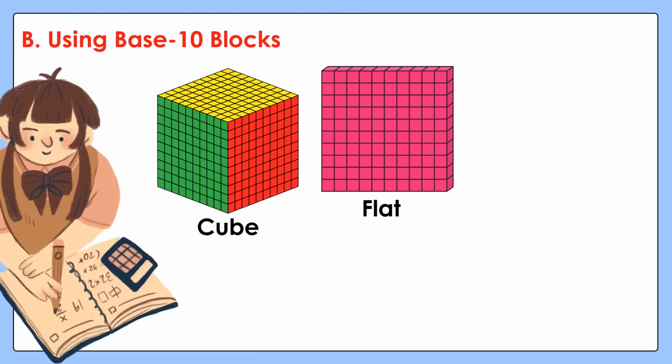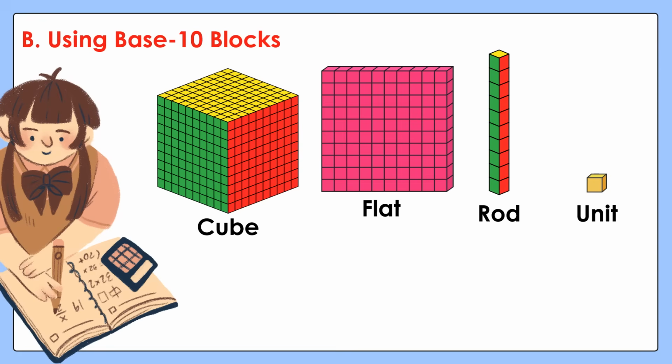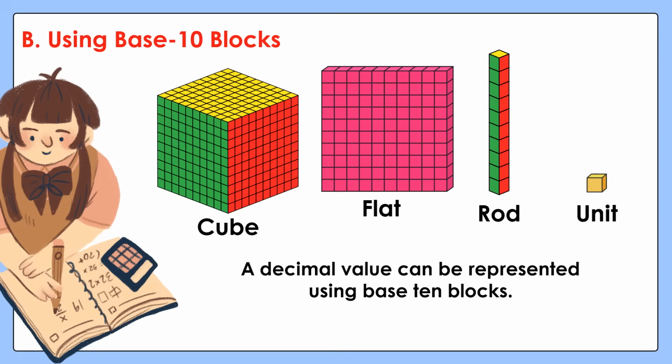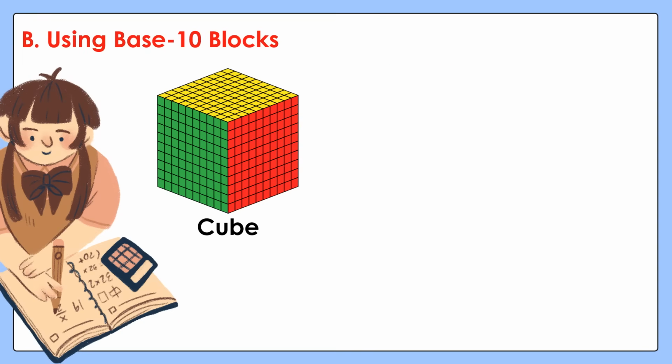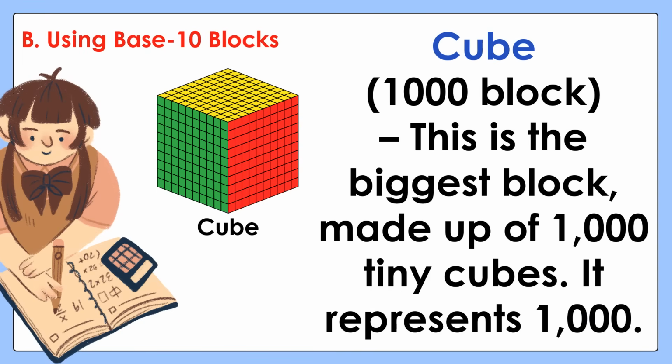Cube, flat, rod, and unit. A decimal value can be represented using base 10 blocks: tens, ones, tenths, hundreds. Cube, 1000 block. This is the biggest block, made up of 1000 tiny cubes. It represents 1000.